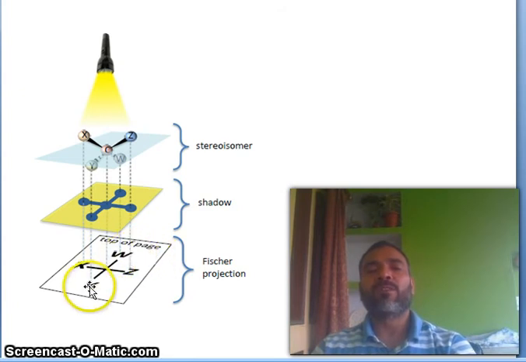Now W and Y are vertical with respect to X and Z, which are horizontal. So this projection is known as the Fisher projection. You can draw this in your notebook.